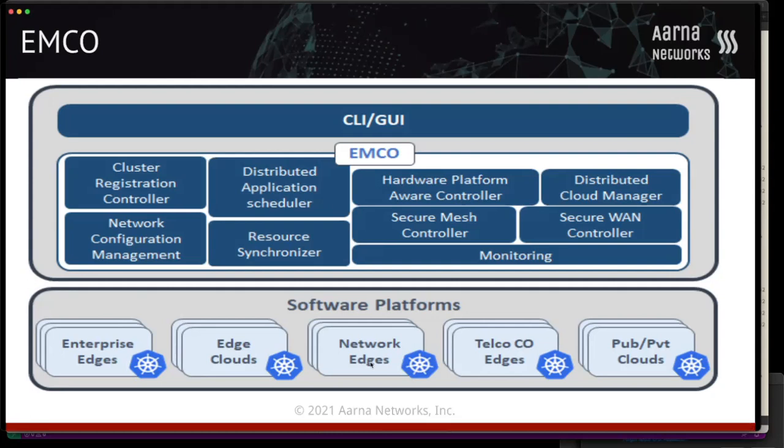So on this screen, what we see is that in the northbound, Emco provides both the CLI and the web GUI interface. And underneath, Emco has the main component, which is the orchestrator. Along with the orchestrator, there are multiple controllers which can be onboarded based on the use case. And as I said, each controller will perform a specific operation in service orchestration and lifecycle management.